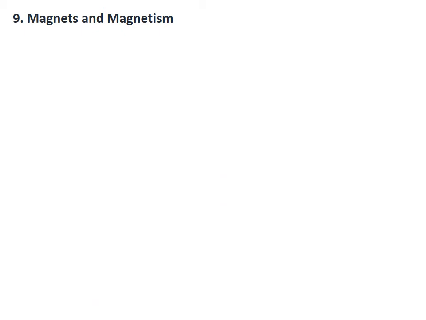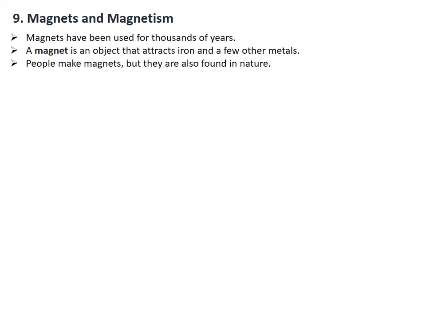Finally, to end our lesson, we are going to talk about magnets and magnetism. Magnets have been used for thousands of years. What is a magnet? A magnet, by definition, is an object that attracts iron and a few other metals. We have to know that people make magnets, but they are also found in nature.